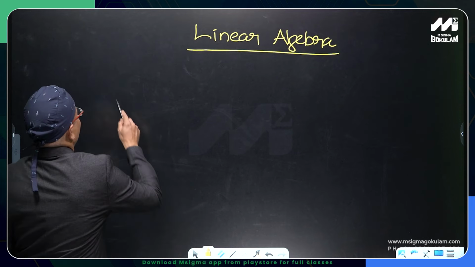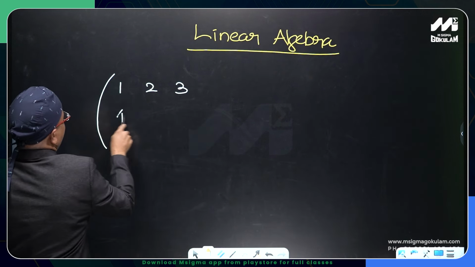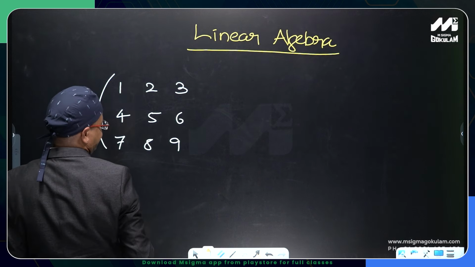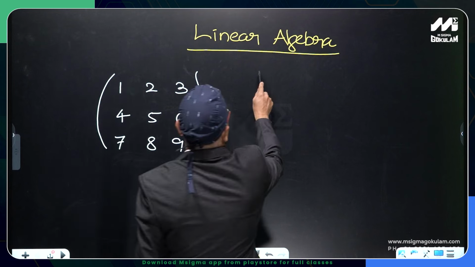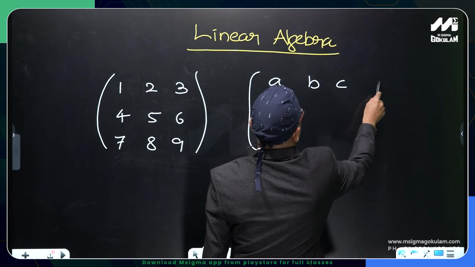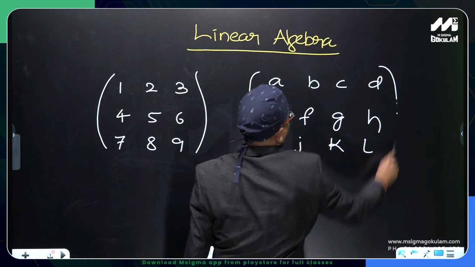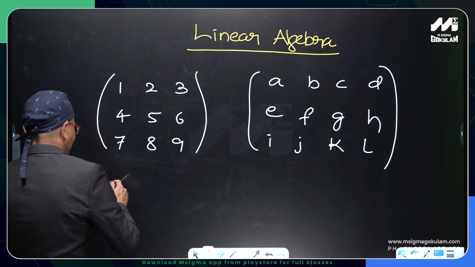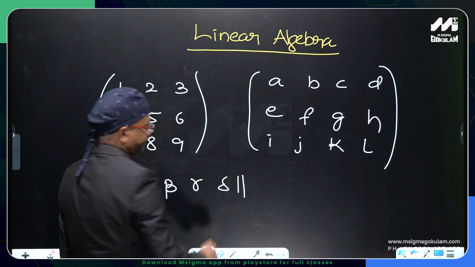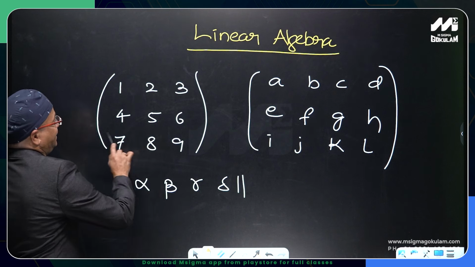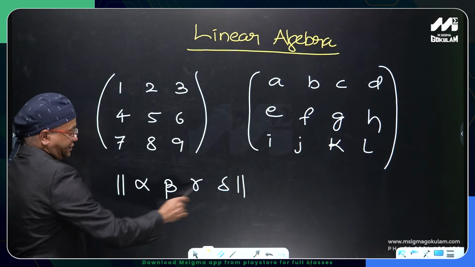Okay? You know, this is a matrix: 1, 2, 3, 4, 5, 6, 7, 8, 9. This is a matrix. Here, let us take some A, B, C, D, E, F, G, H, I, J, K, L. This is also a matrix. Let me take one more: alpha, beta, gamma, delta. You observe, in these types of brackets we use: curved brackets, square brackets, two pairs of vertical bars like this also.